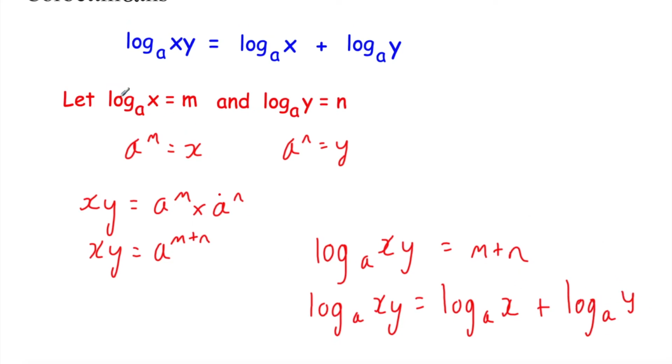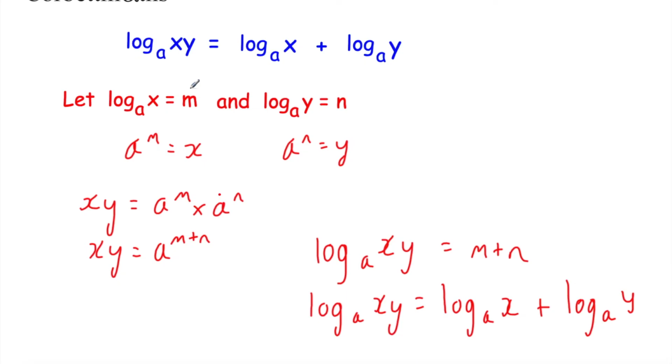And just to recap that, we let log to base a of x be equal to m, and we let log to base a of y be equal to n. We then wrote those logarithms in index form with the base, the power, and the answer. We then found xy by multiplying those together. So xy is equal to a to the power of m multiplied by a to the power of n. Then remember, whenever we multiply things with the same base, we can add the powers. So that means that xy would be equal to a to the power of m plus n. And then, because we've got something in index form, we can write it as a logarithm. And then that would give us the log to base a of xy would be equal to m plus n.